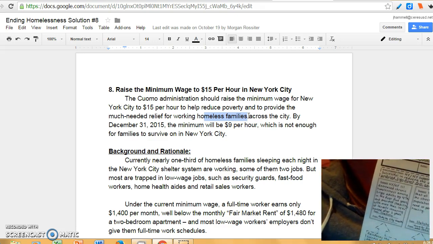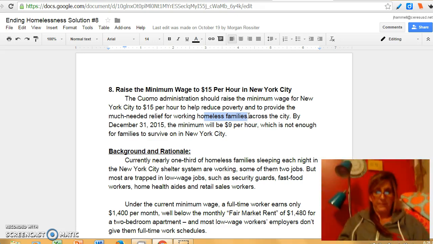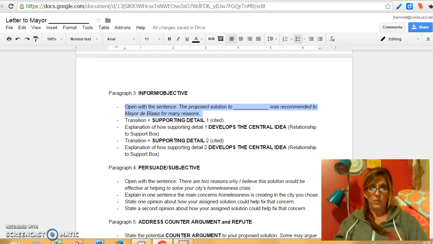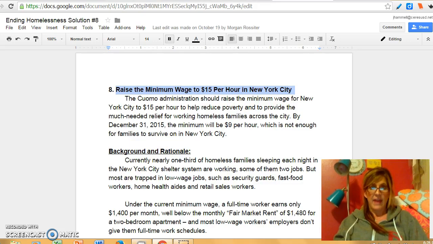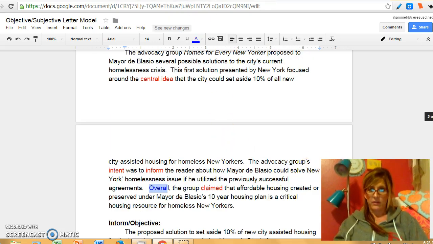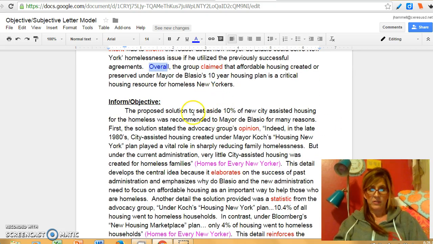and the ones that you highlighted on when you were originally filling out the ETA. Go to the title and take the title, and you just want to type that title right into that highlighted box there. So here on the model, you'll see that it was the proposed solution to set aside 10% of new city assisted housing for the homeless.